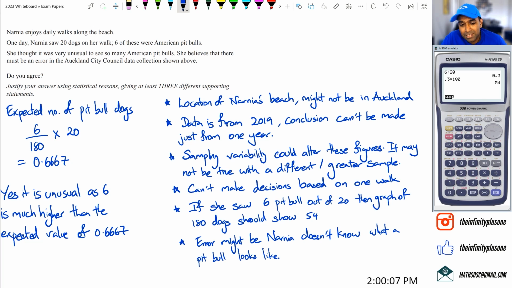And of course, one other thing is that there could be an error from Nania herself, because she might not know what a pit bull looks like. So that's something to consider as well.